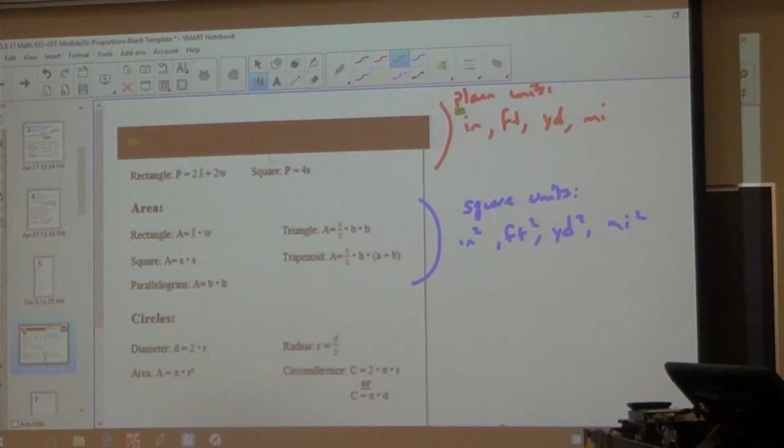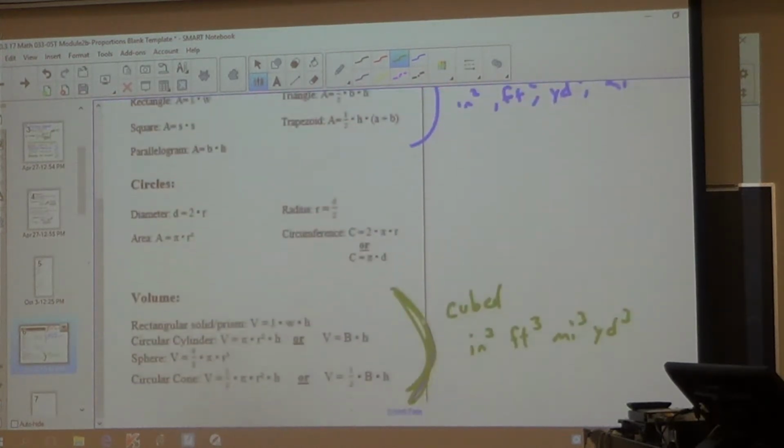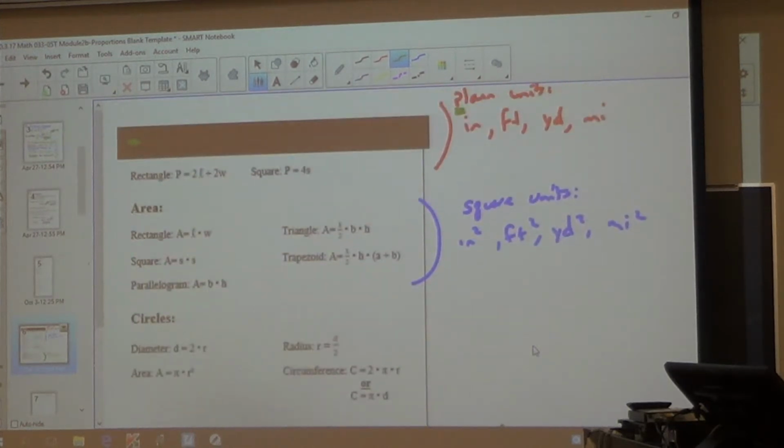Let me see that. So perimeters to the first, areas to the second, and volumes to the third. It's in order on the sheet, because they will mark it wrong if you put the wrong units.